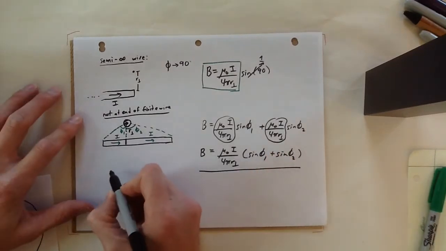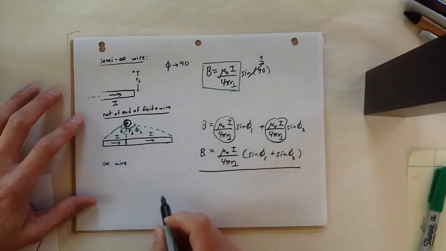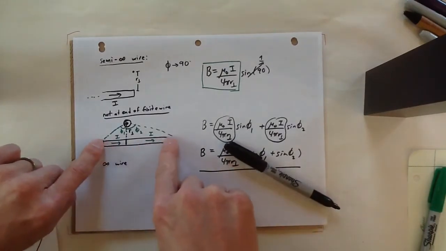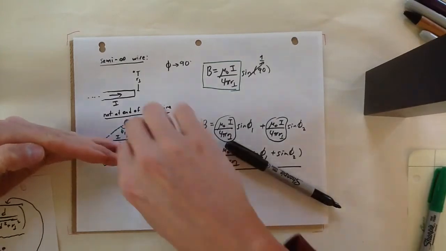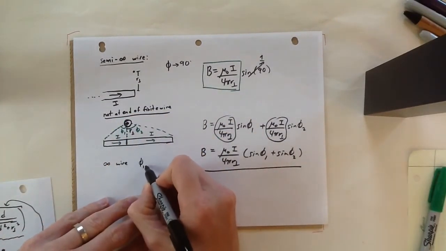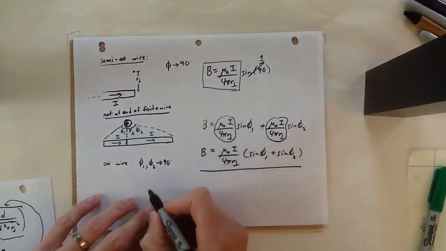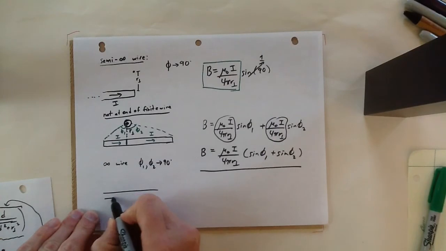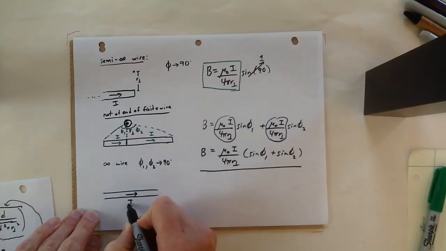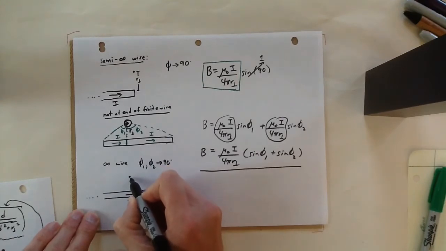And of course, what this allows us to do is go to the truly infinite length wire. If this comes from forever and goes to forever, then both of these angles will go to 90. Phi 1 and phi 2 both go to 90 degrees. And I guess I should draw a picture of this. So this will look like this. This goes on like this. This goes on like this. And you're interested in the magnetic field right there. It's going to point out of the page. And this is our perpendicular.